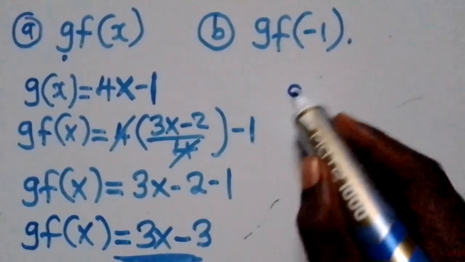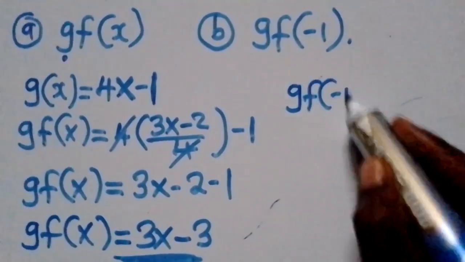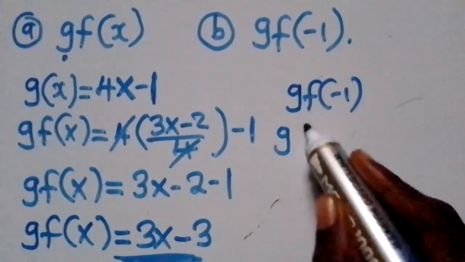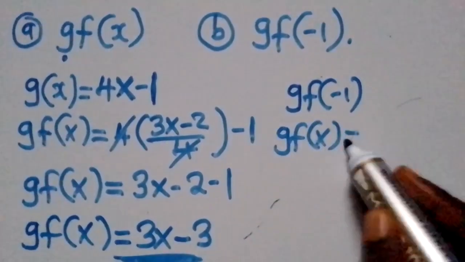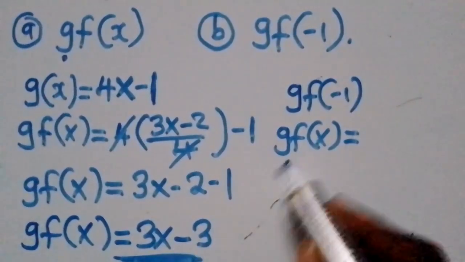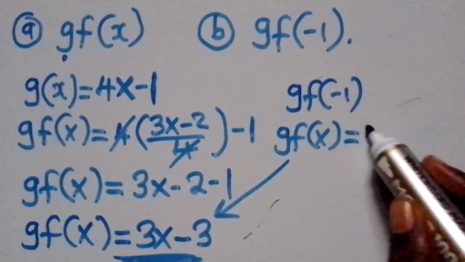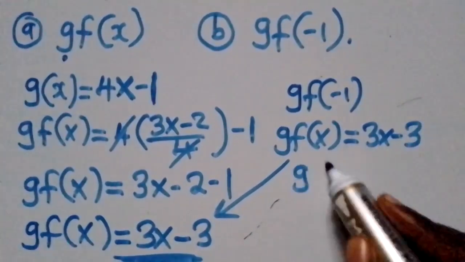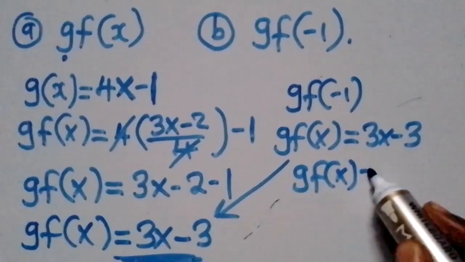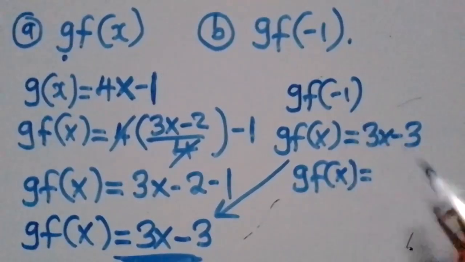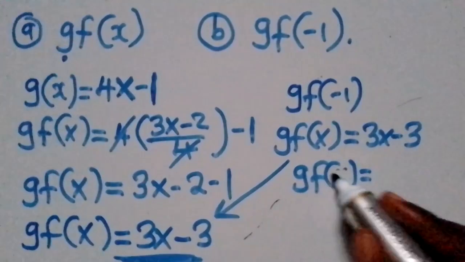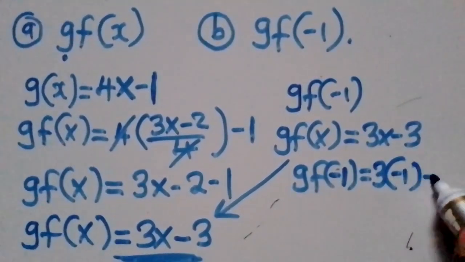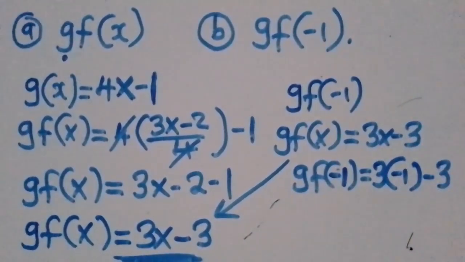gf of negative 1. You ask yourself, where is gf of x? Where is this function? It is here. We solved it. It is 3x minus 3. Then, where there is x, you put negative 1. So even here, you put negative 1. So 3 times negative 1 minus 3. This is what you're going to do.